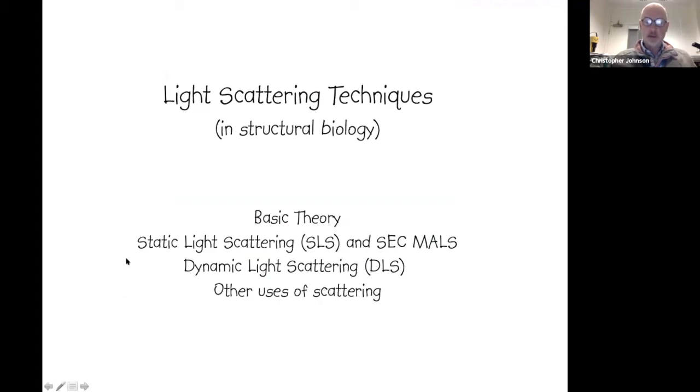I'm going to talk predominantly about static light scattering and its implementation in a technique called SEC-MALS. And then at the end, I'll talk about dynamic light scattering and then very briefly mention some other uses of scattering that might be useful in your work.